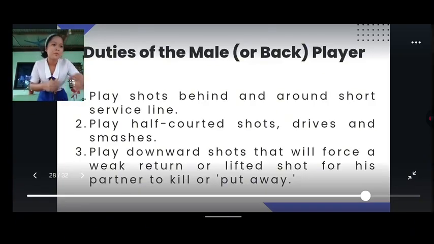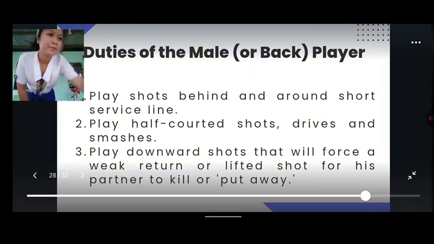So, if the opponents return the shuttle upwards, and you see their shot coming overhand, you can play upward to make a point.